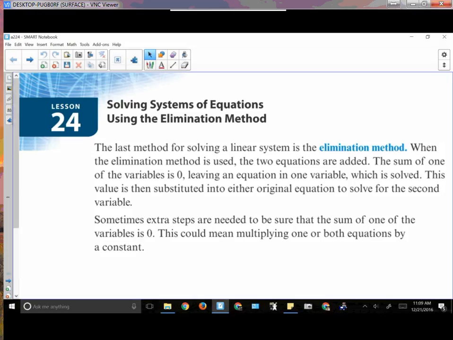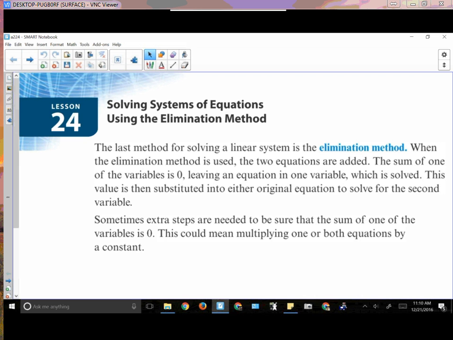We're going to take a look at the last possible way of going through and doing these things. It's called the elimination method. Depending upon how you do things, or how the equation is set up, things tend to work better using one of the two methods.